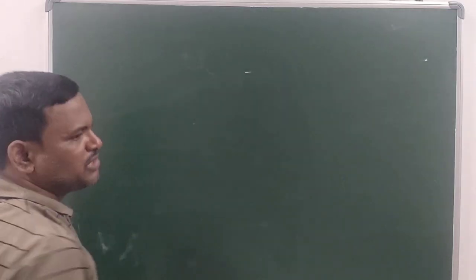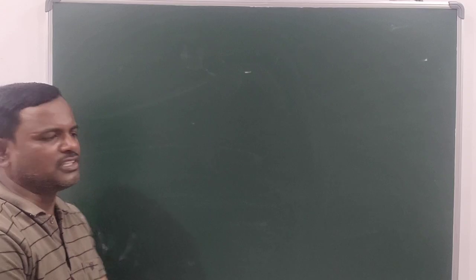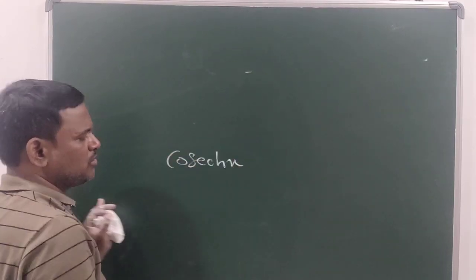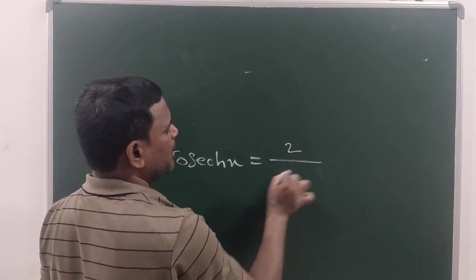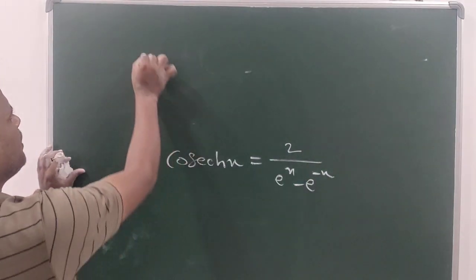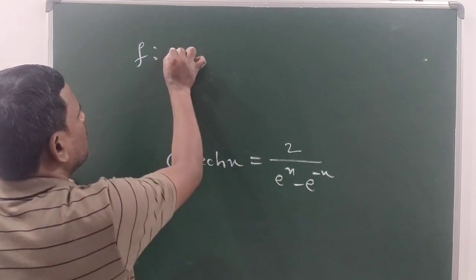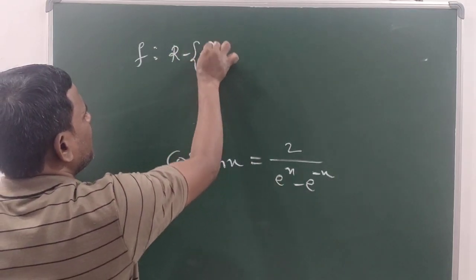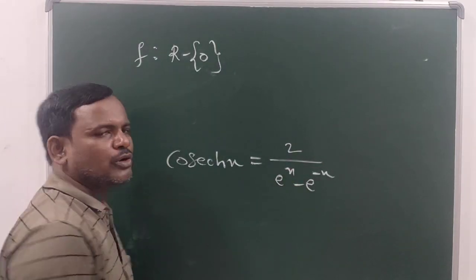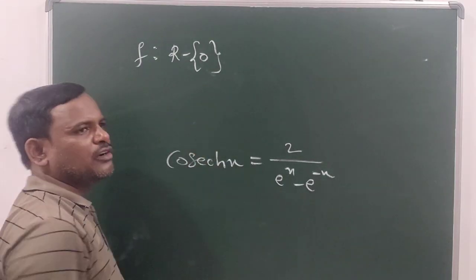So, you know, cosech x can also be called the reciprocal of sinh x. So, cosech x definition is 2 by e power x minus e power minus x. Now, tell me whose domain? Tell me whose domain? It should not contain zero, because if you write x equal to 0, your denominator is going to become 0. So remove 0 from the set of real numbers, that will be called the domain.